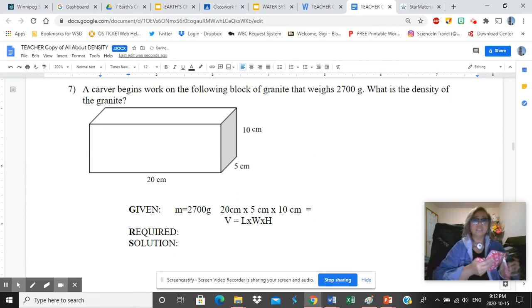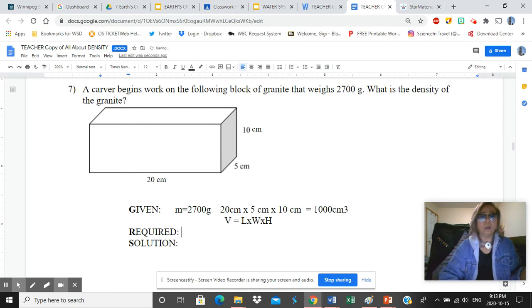Pull out your calculators and let's solve for that. So always press AC or C to clear everything, right? So start putting in the numbers on your calculator. So 20 times 5 times 10. How much are you getting? I'm getting here 1,000, right? 1,000 cm cubed. So that means I have the volume here.